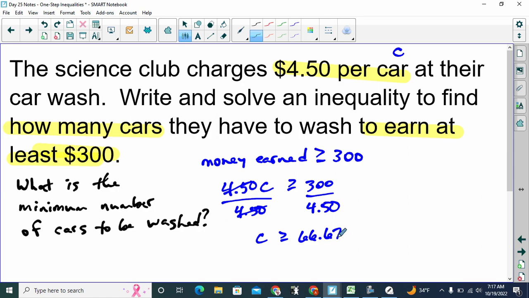Usually we would round this to the nearest whole number. With inequalities, we don't necessarily want to do that. Because the number of cars has to be bigger than 66.67, the closest number that is bigger than 66.67 is 67. 67 is the minimum number of cars that need to be washed to earn at least $300.